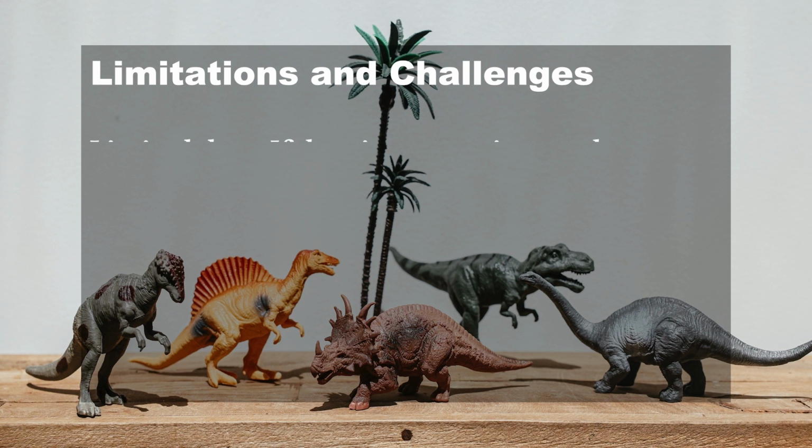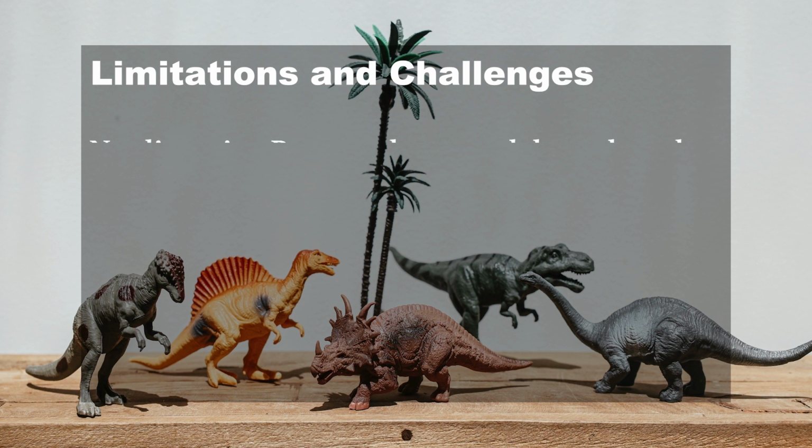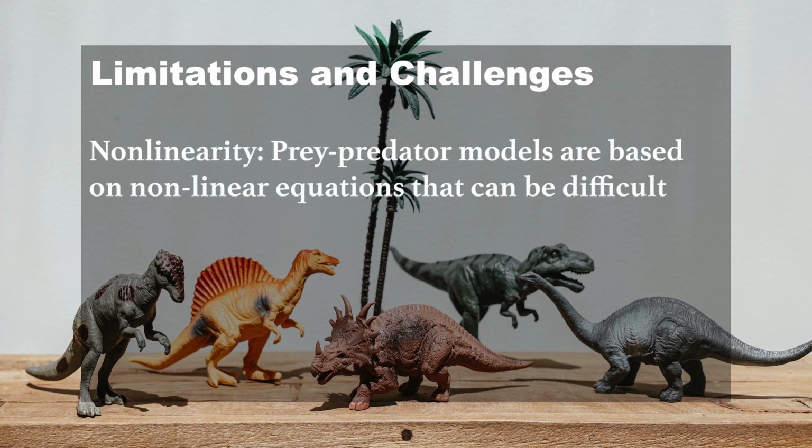The third problem is limited data availability. Prey-predator models can be limited by the amount of data available for fitting. If data is poor or incomplete, the results of the model can be unreliable. And the fourth and foremost parameter is non-linearity. Prey-predator models are based on non-linear equations that can be difficult to accurately solve in real time. This can lead to errors in the results as well as reduce accuracy in predicting future results.